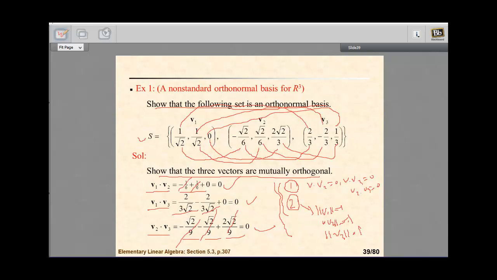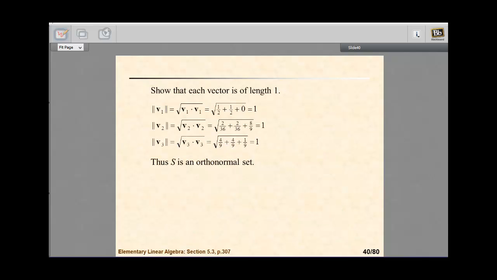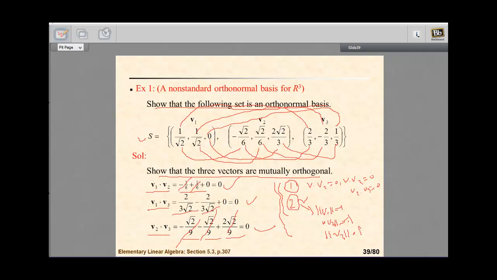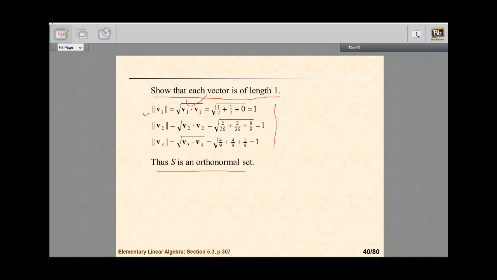Now the second point is, we have to show whether it is normal or not. So we will take the norm of these vectors, to show that each vector is of length 1. The norm of v1 is equal to under root v1 into v1, which is equal to under root 1 by 2 plus 0. In this way, all of the values are 1. So you can say that S is an orthonormal set. It is orthogonal as well as normal, so it is orthonormal.